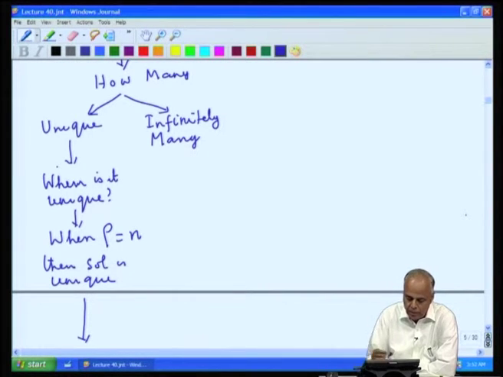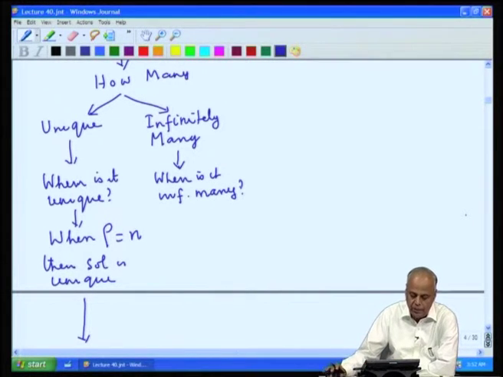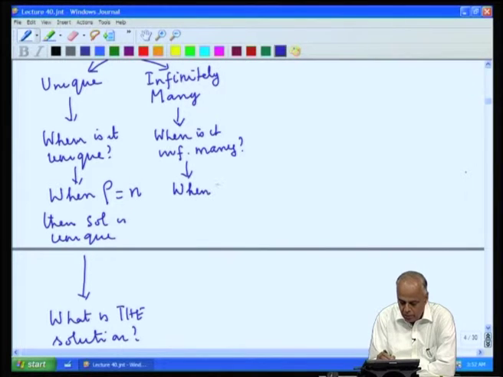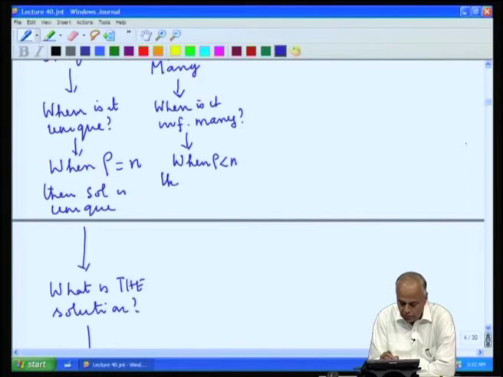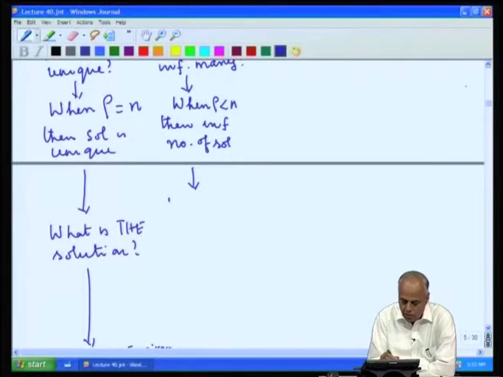Then similarly, we asked, when is it infinitely many? And uniqueness we got when rho equal to n. So, it should be the other case, the rho cannot be greater than n. So, this can happen when rho is less than n. Then the solution is an infinite number of solutions. Then we asked what are all the solutions.